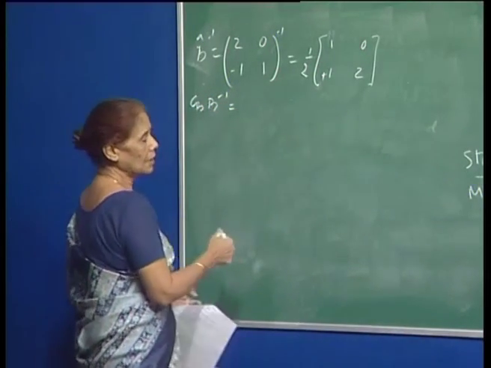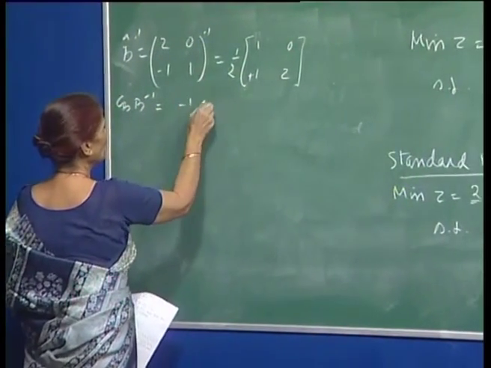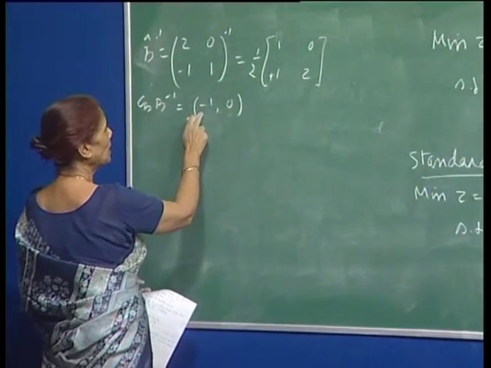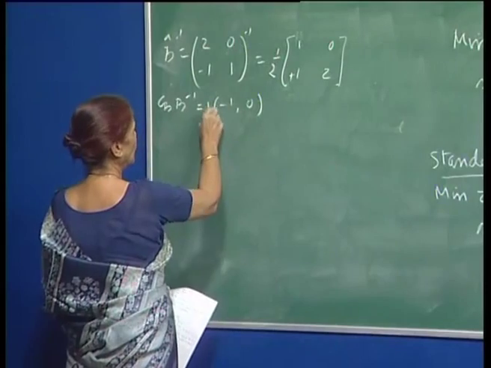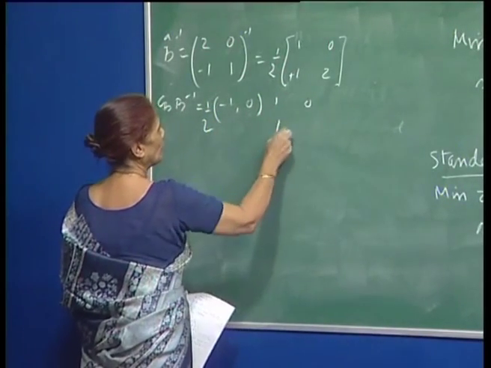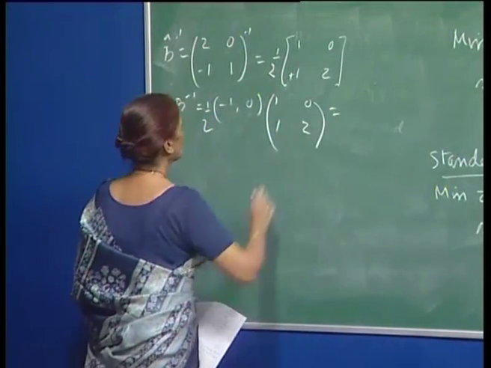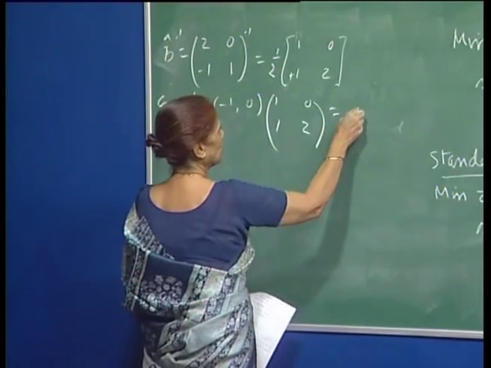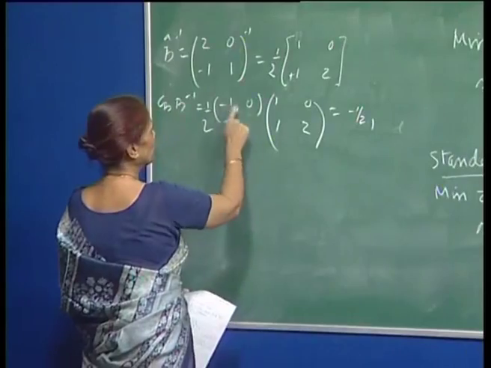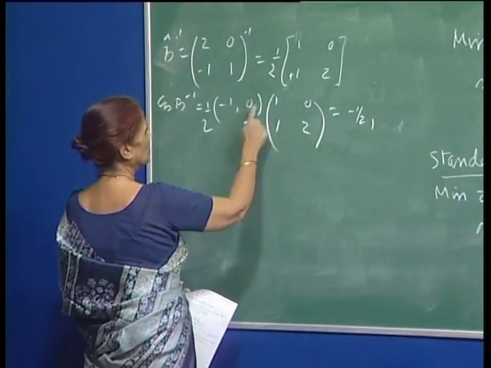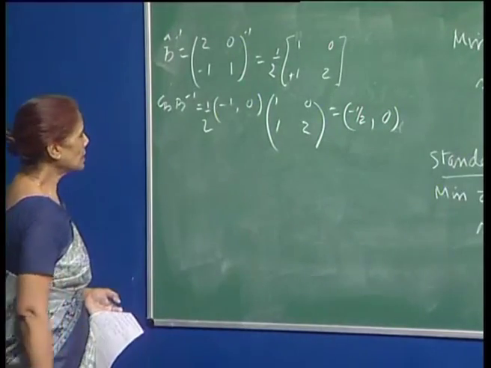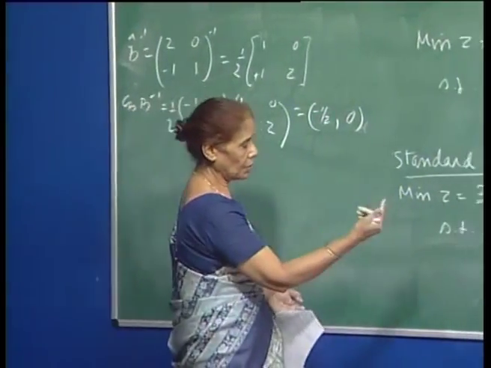And therefore you need CB B inverse. Now what is your CB? CB in this case is minus 1 and 0, because x5 has a 0 coefficient and x3 has minus 1, and there's a half here, 1 0 1 2. Okay, so let's quickly compute this. This is minus 1, so minus half, and this is 0 0, so that is 0. So this is your CBB inverse.